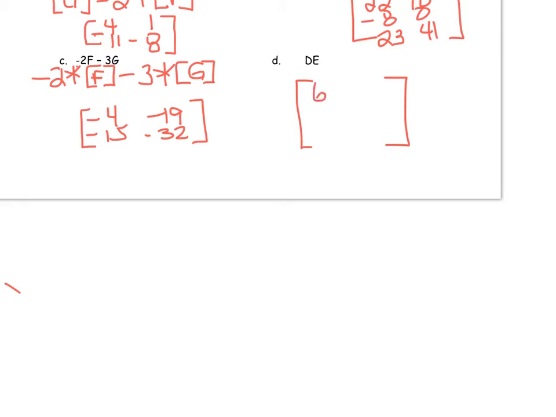6, 18, negative 24, 1, 3, negative 4, and then 0, 0, 0 on the bottom row.